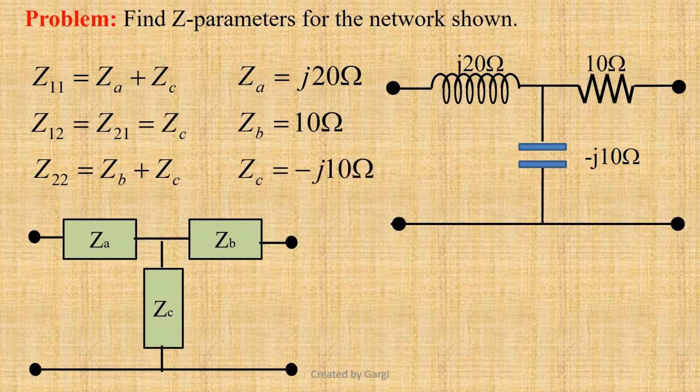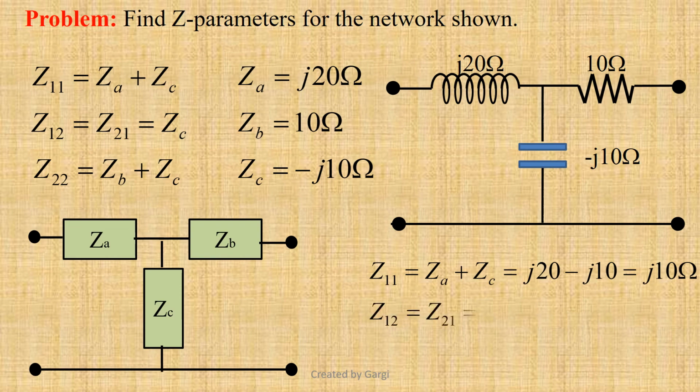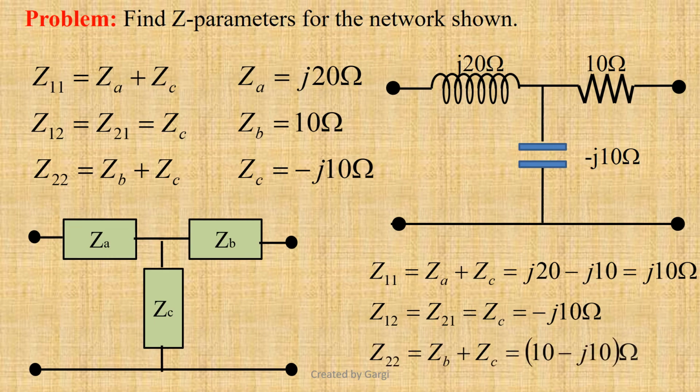Therefore, we get Z11 equals ZA plus ZC equals j20 minus j10, that is equal to j10 ohm. Z12 equals Z21 equals ZC equals minus j10 ohm. Z22 equals ZB plus ZC, that is equal to 10 minus j10 ohm.